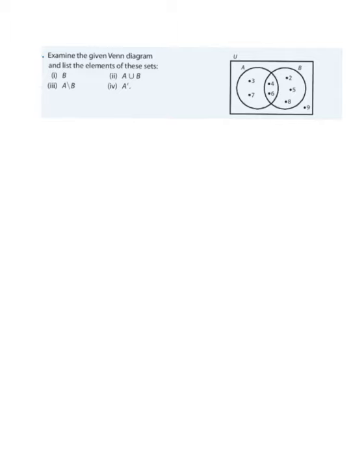Okay, in this example we have a combination of all the symbols that we've done so far. It says, examine the given diagram and list the elements of these sets: B, A union B, A less B, and A complement. The first one is B. Remember, B means all the elements that are in B. So B would be the set 2, 4, 5, 6, and 8. They're the elements in B.